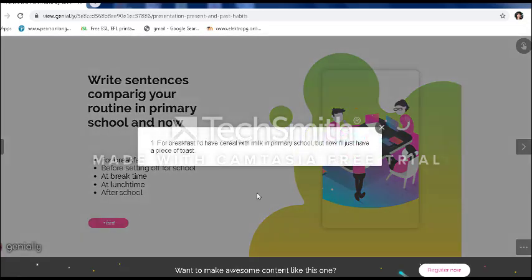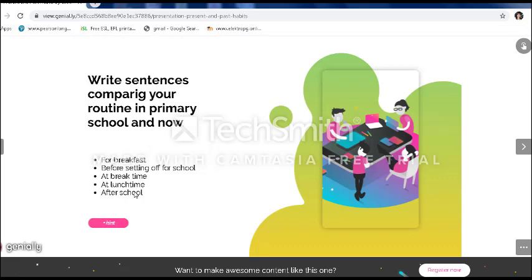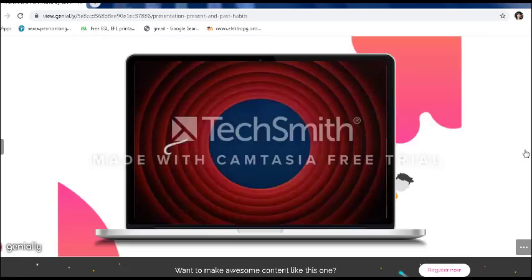And in the first sentence, you can say for breakfast I would have cereal with milk in primary school, but now I will just have a piece of toast. So do this for all the other examples, and that would be all for today.